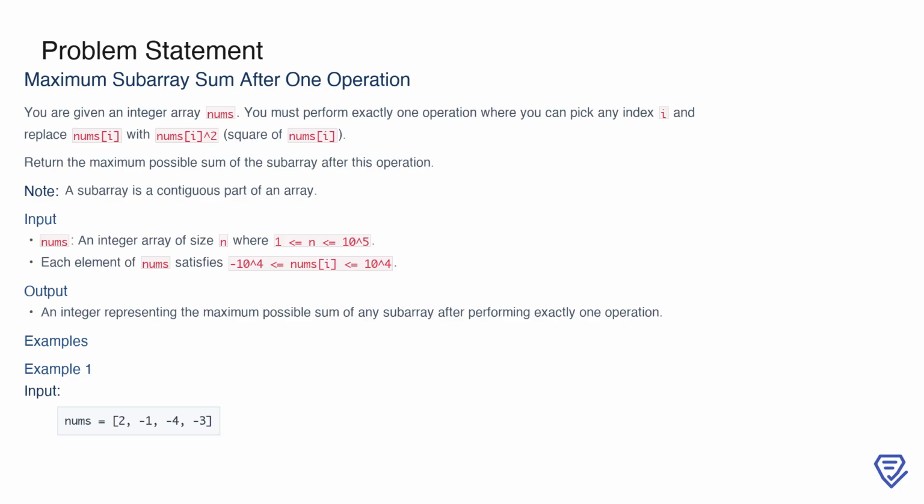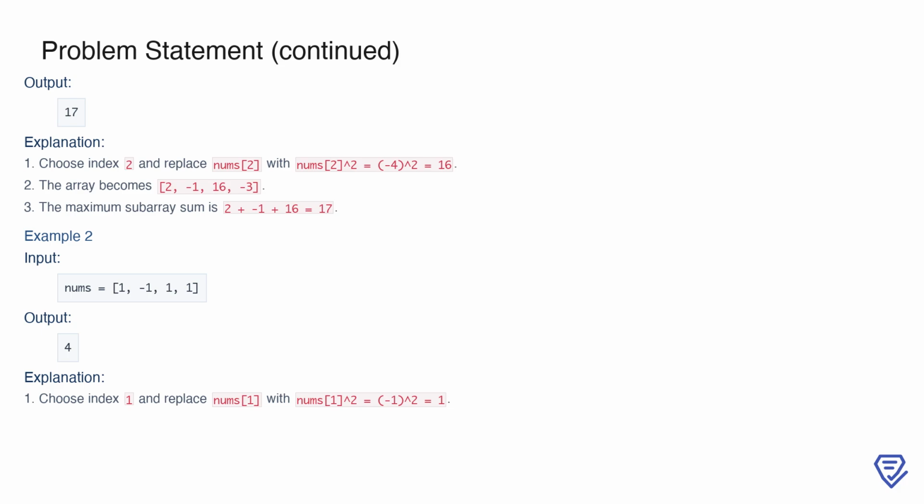The input constraints specify that the array nums can have up to 100,000 elements, and each element lies between -10,000 and 10,000. Our output should be a single integer representing the largest subarray sum achievable after applying this operation. Let's look at an example to better understand the problem.